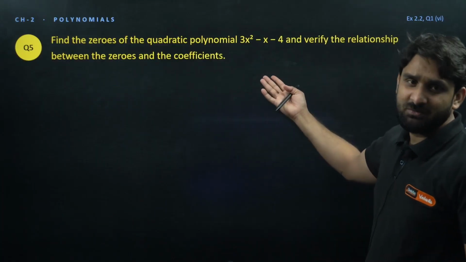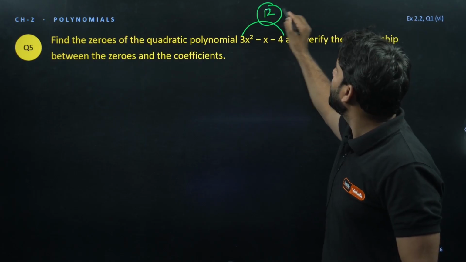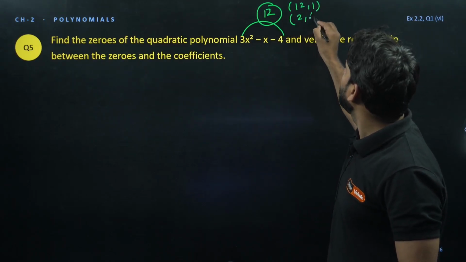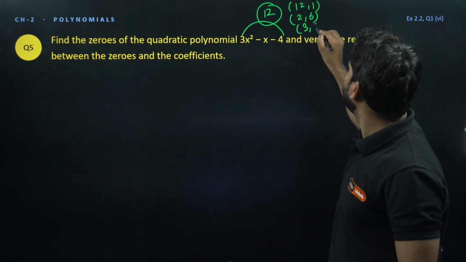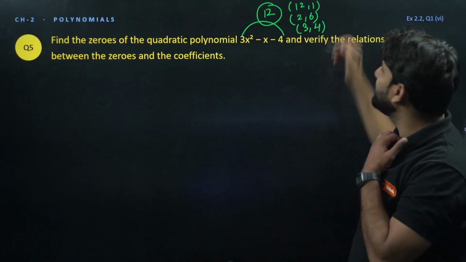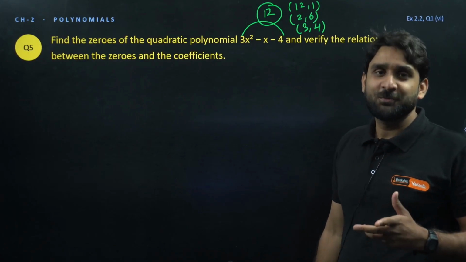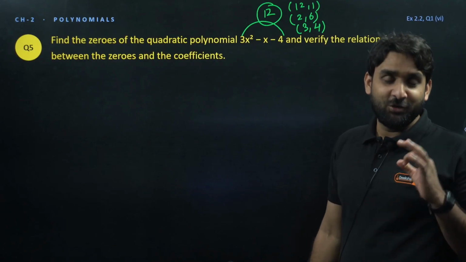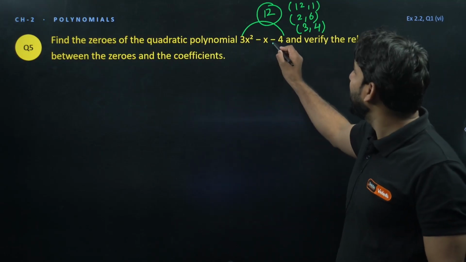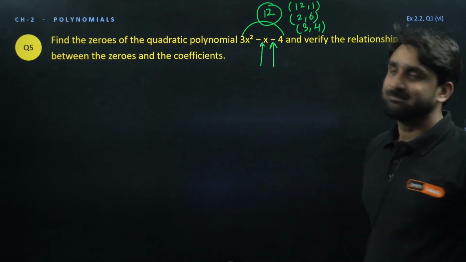Again, same question. 4 threes are 12. And for 12, how many pairs will there be? 12 and 1, 6 and 2, 4 and 3. Yes, there are only 3 possibilities. Now in these 3, only one will be helpful for you. Only one will be productive. Only one will be powerful. And how can we decide? With the help of this negative sign and with the help of the coefficient of x.